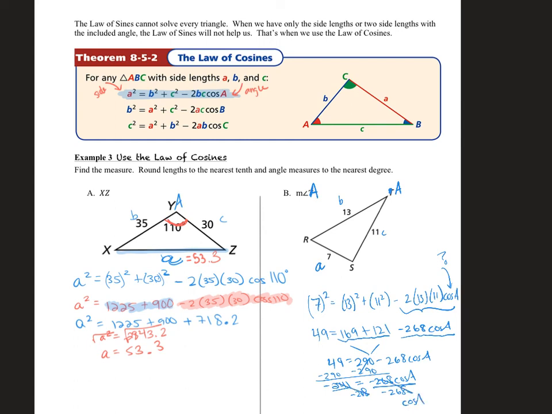Oops, I didn't mean to cancel the left. So cosine A is equal to negative 241 divided by negative 286. Two negatives make a positive. Now I'm going to use inverse cosine. I should have put negative 1 right there. 26 degrees.